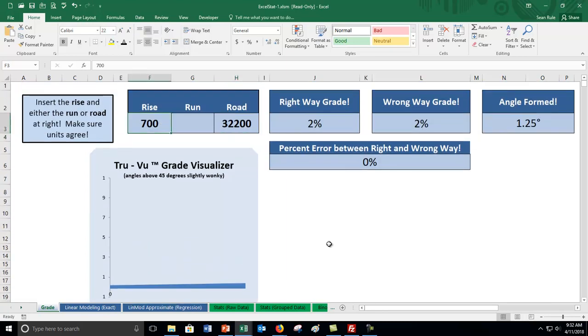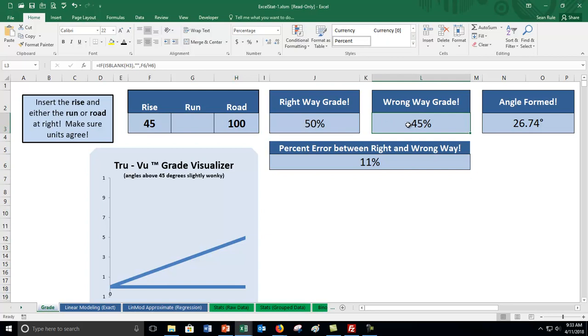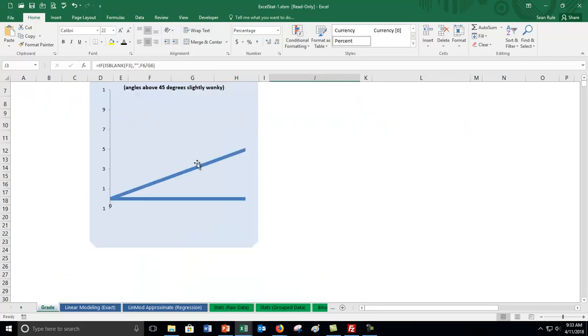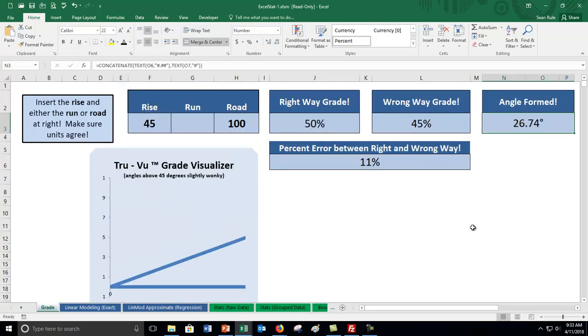But when you start getting into things like Canton Avenue, that's when you start seeing that the road is meaningfully longer than the run. And as it gets higher, it gets kind of crazier. Let's make the rise 45 and the road 100. Now the wrong way grade is 45%. The right way grade is 50%. You're starting to see there is definitely a difference because this angle is so large.